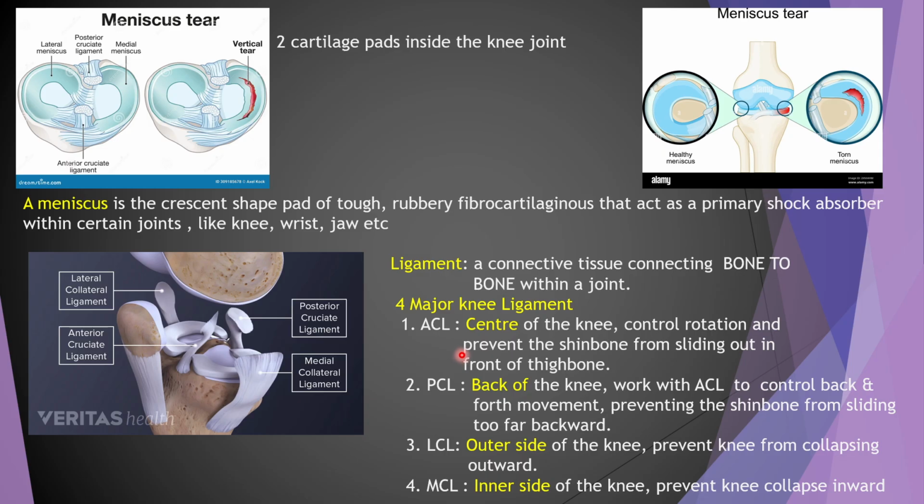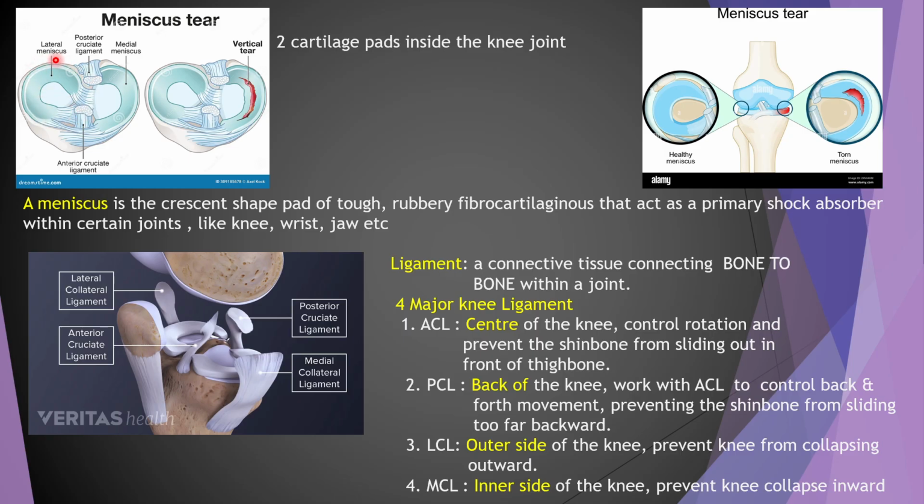So next, we'll understand some small topics, what is meniscus and what is ligament, just for basic knowledge. Here the meniscus is a crescent shaped fibrocartilaginous rubber pad that acts as a primary shock absorber within a joint, like the knee joint, wrist joint, or the jaw. Here is the meniscus of the knee, and in the knee there are two cartilaginous pads inside the knee joint, known as the medial meniscus and the lateral meniscus.